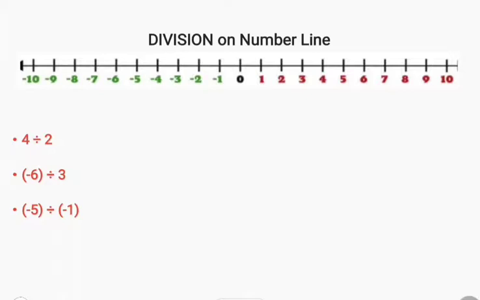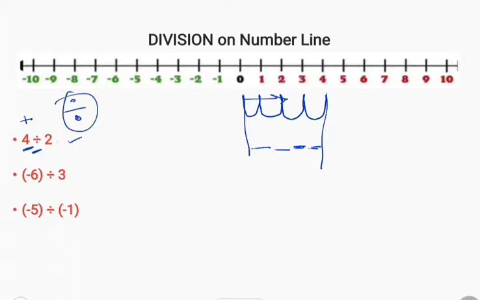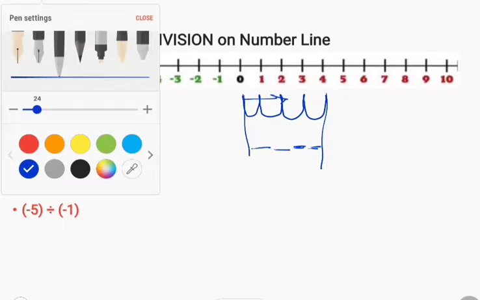Now let us see the division of numbers with the help of the number line. First take this example. It says 4, so that means we have to move 4 steps. We have to move on the right side, since no sign is there, so that means it's positive. So 1 step, 2 step, 3 step, 4 steps. Now we have to divide, this sign is for division. We have to divide this into 2 equal parts.